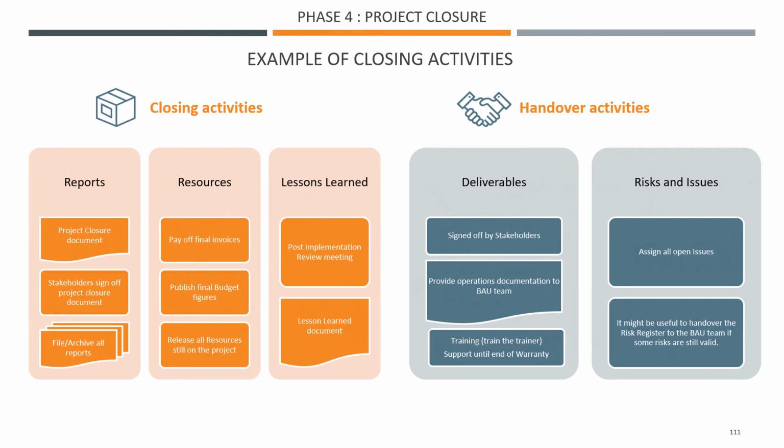And risk is not as obvious, but sometimes there are some risks that are still valid at the end of the project. Usually in a risk register you have risks that would come and cause issues to the project, but sometimes there are just risks that are there and that are ongoing, and therefore it'd be useful to give them to the business as usual team. That's not mandatory, so that's just a nice to have. It might not apply all the time.